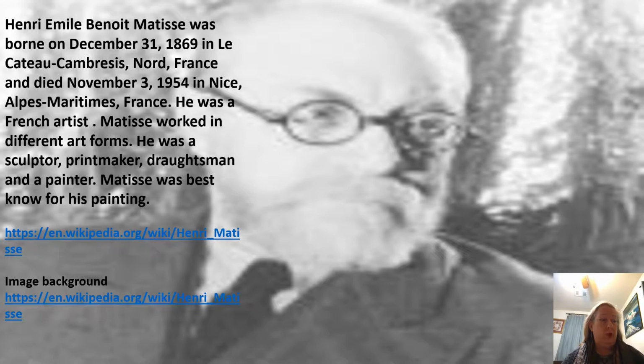His mother ran part of the shop that they had, and she would recommend house paints because she was also a porcelain artist, so she was well versed in colors. Matisse did work in different art forms. He was a sculptor, he was a printmaker, a draftsman, and a painter. He was best known for his paintings.